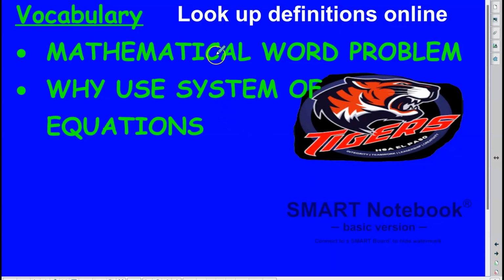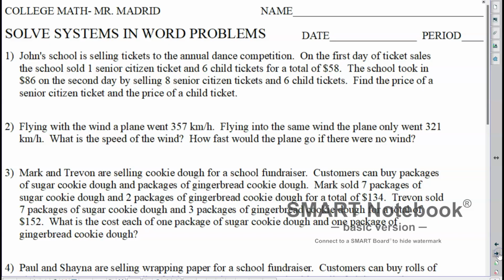What you want to look up, pause here, is a mathematical word problem. What is the definition for that? And since we spent a couple of days on systems of equations, look up why use systems of equations. You might miss the reason why, right? That question of when do we use that in the real world? Well, it does apply big time with these systems. And the cool thing is today we get to prove it.